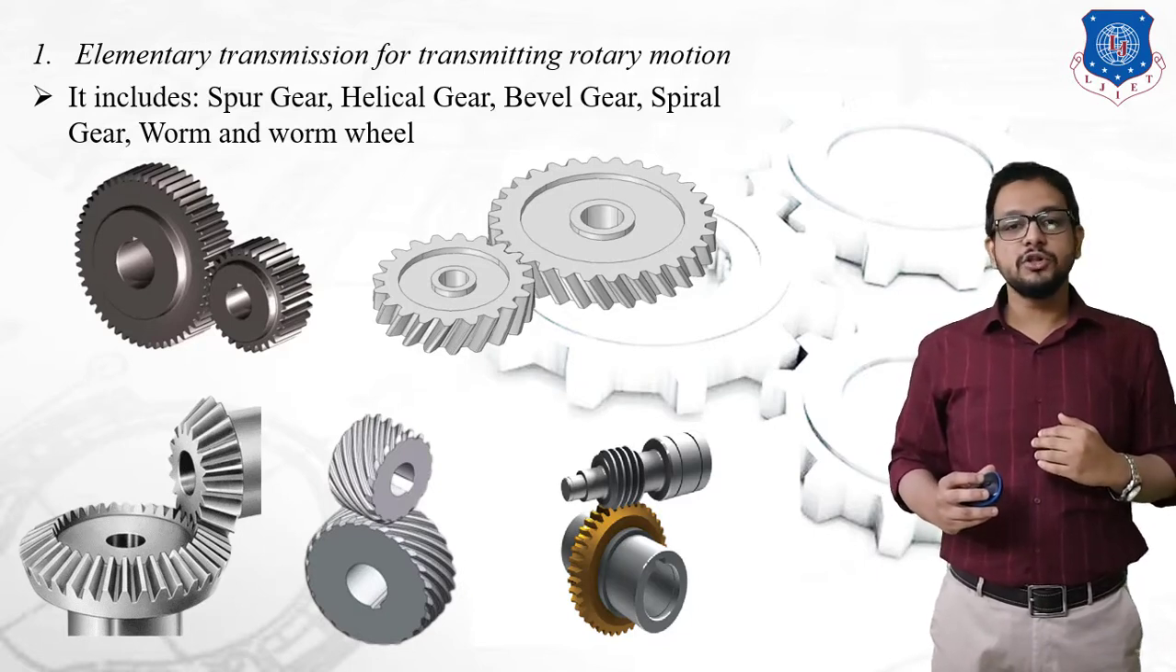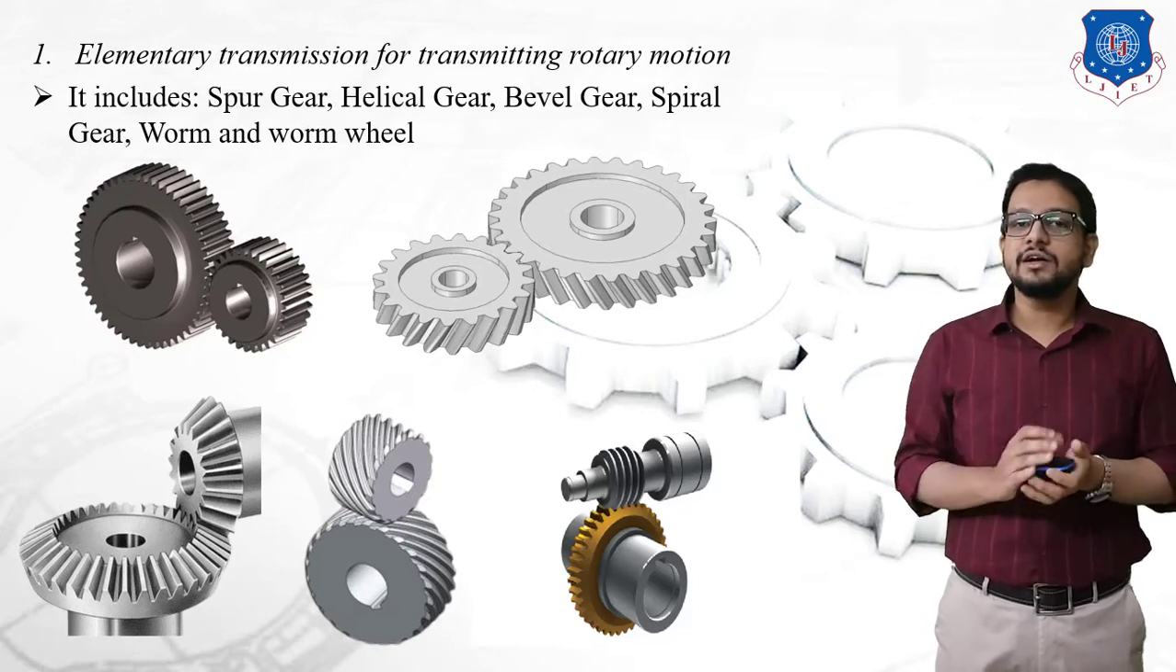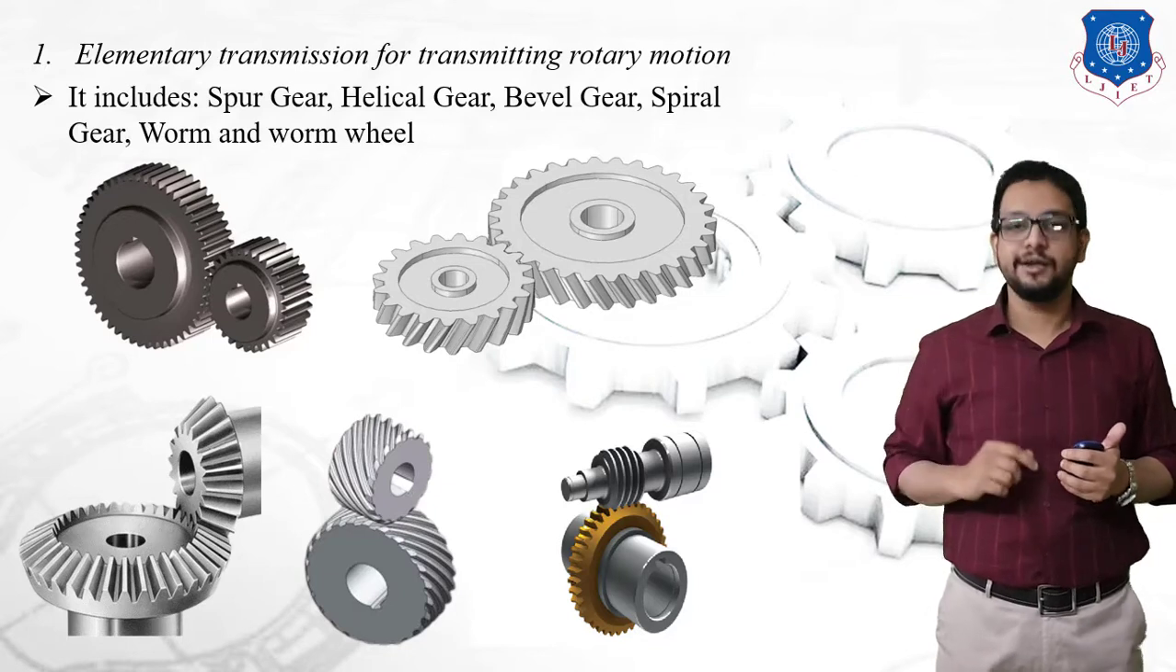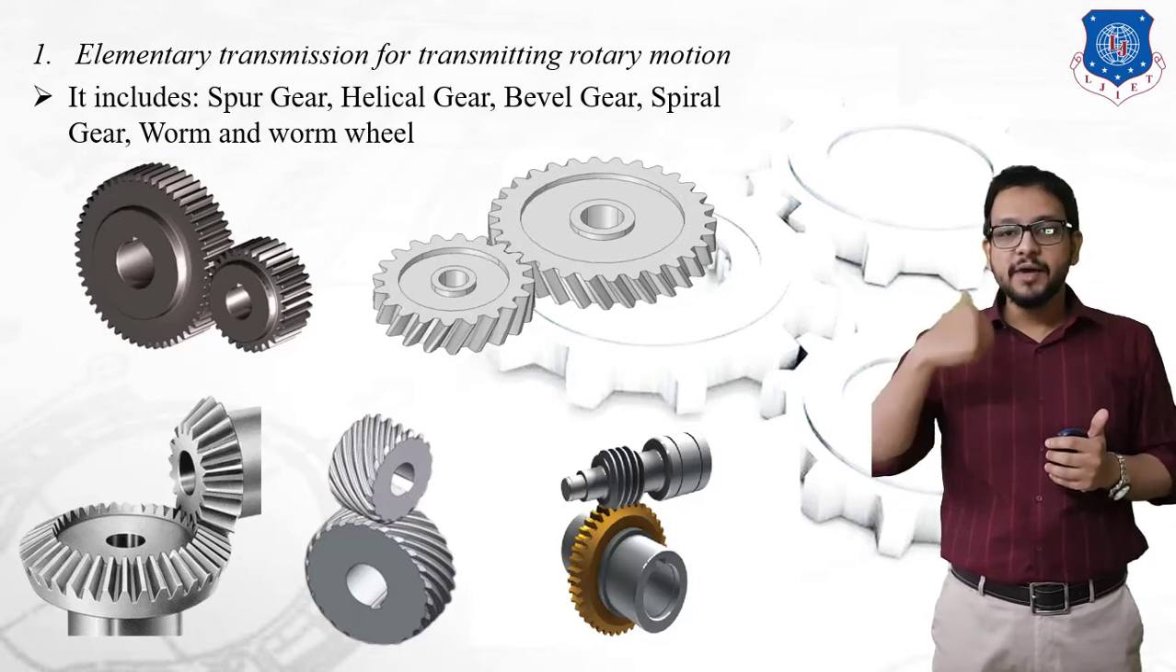So as you can see on your screen, the helical gear has teeth cut at a certain angle with the axis of the shaft. That angle is called a helix angle. So what is the benefit of that?